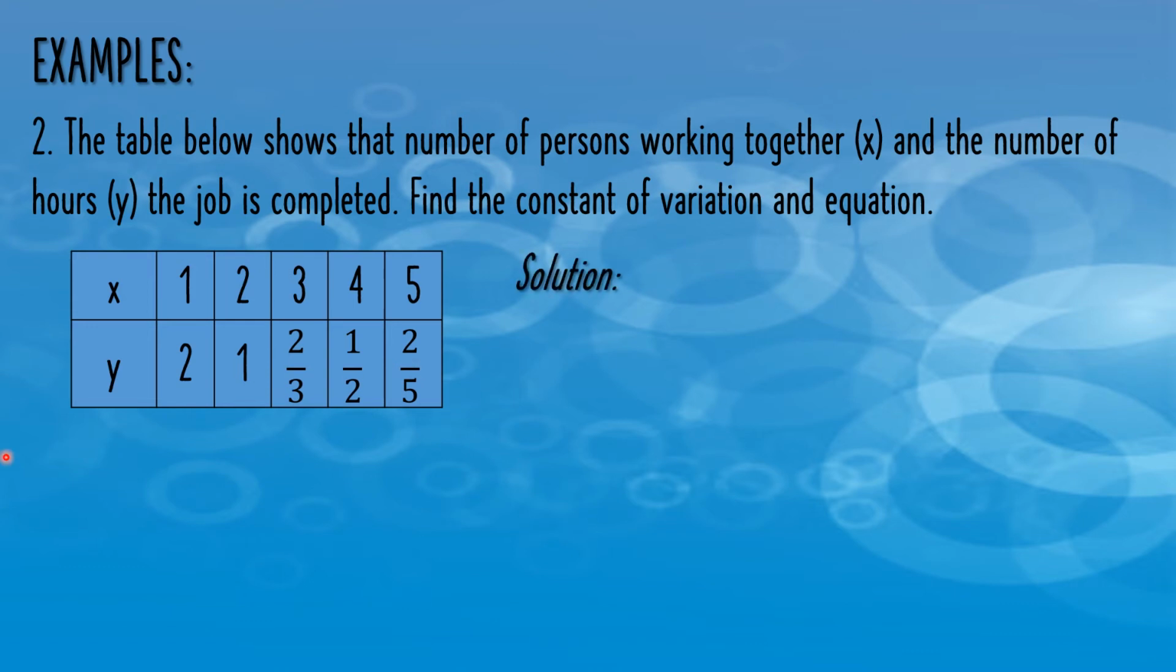So for the solution, let us now find the constant. So that is k equals xy. Again, we will just multiply the value of x and the value of y. So dito sa table, kahit anong pares ang pwede nyong gamitin ay tulad lang ng kalalabasan ng value ng k. So dito, gamitin natin yung value of x, which is 5, and for the y, that is 2 fifth. So 5 times 2 fifth.